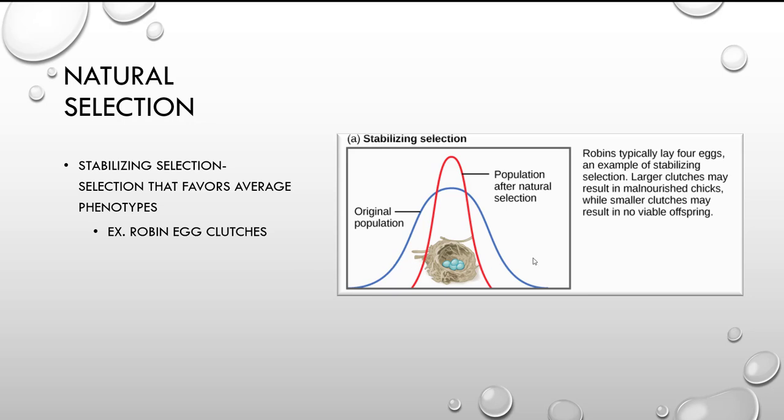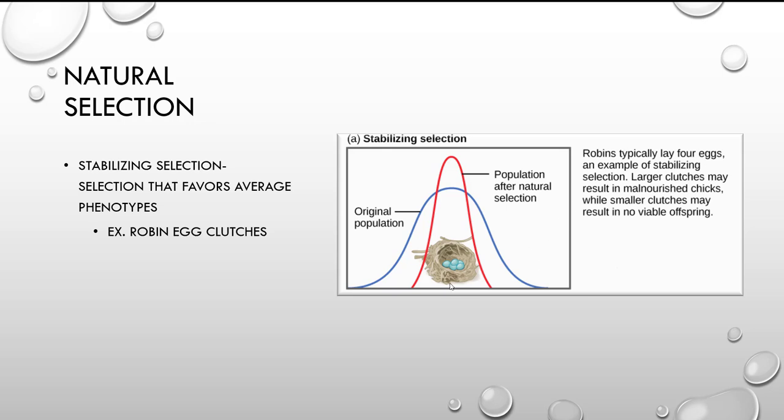So it's better for robins to lay about 4 eggs, for example, than to lay, say, 8 eggs or 2 eggs. If they lay 2 eggs, then they're going to end up with too small of a clutch. And if one of them dies, or if both of them die for whatever reason, then they're not going to be able to pass on their genes to the next generation. If they end up with 8 eggs, then they're going to end up with too many chicks to feed, and they're going to end up with malnourished chicks, which many of them might not survive anyway.